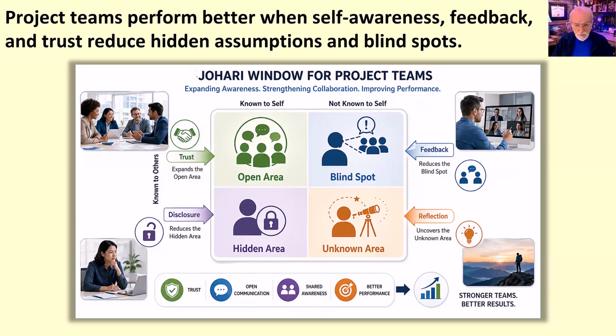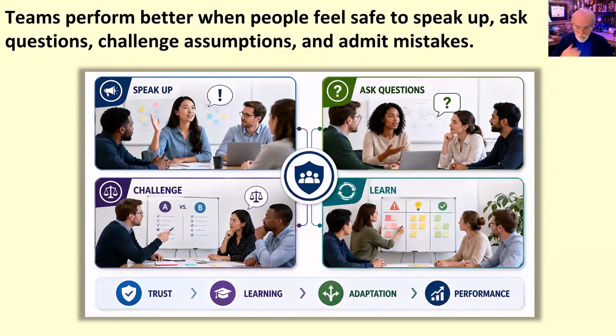And so next, we'll look at psychological safety, which helps explain whether team members feel able to speak up, ask questions, and raise concerns when project conditions are uncertain. Psychological safety supports project team performance. Teams perform better when people feel safe to speak up, ask questions, challenge assumptions, and admit mistakes.